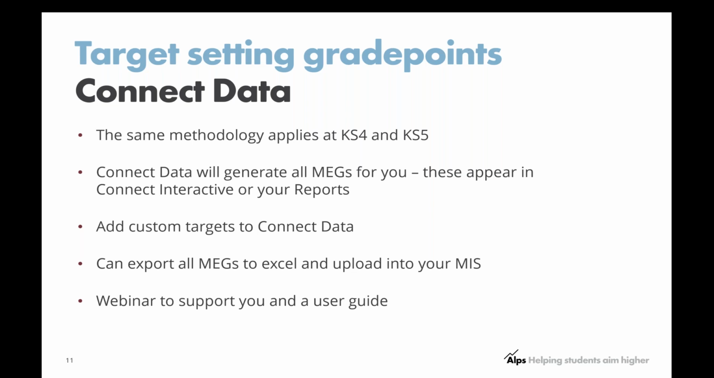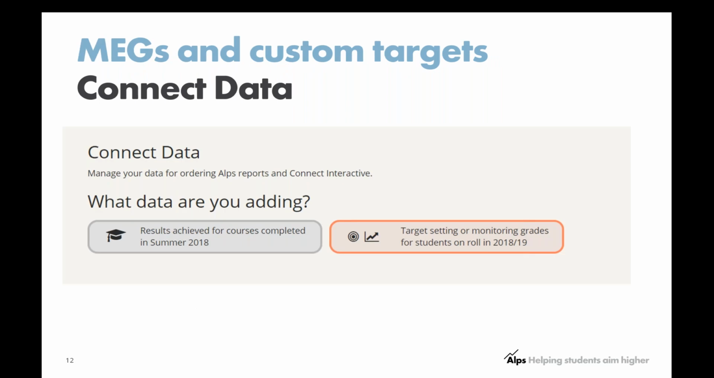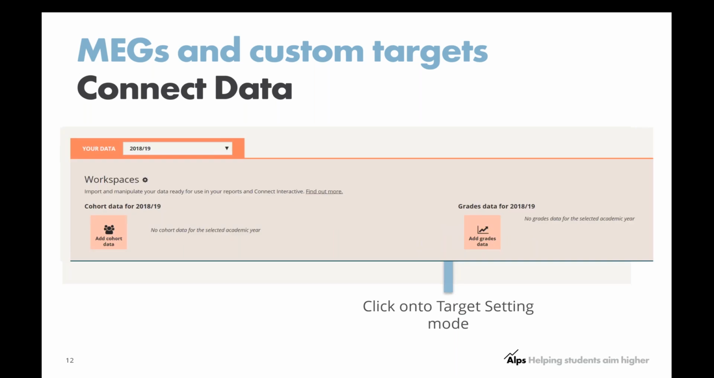If you need to understand the methodology behind it and the ins and outs of adding data to Connect, please do watch our target setting webinar for data managers, okay? So here we go. There's a target setting area of Connect data where we're going to add all of our target setting and monitoring grades. You've probably done this bit in the last couple of weeks for your results. So you're going to click into target setting mode, which looks like that. Check you're in 2018-19, okay?